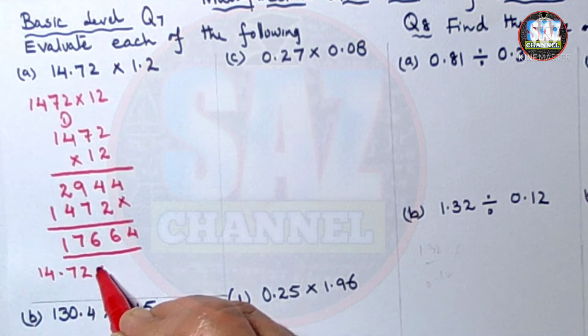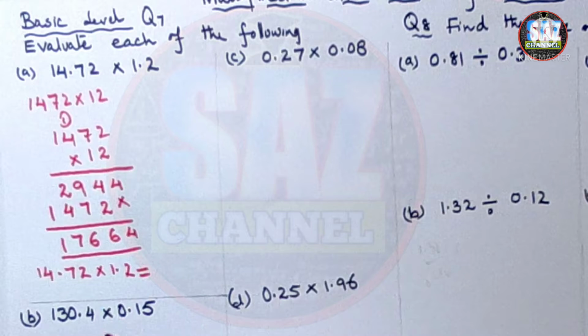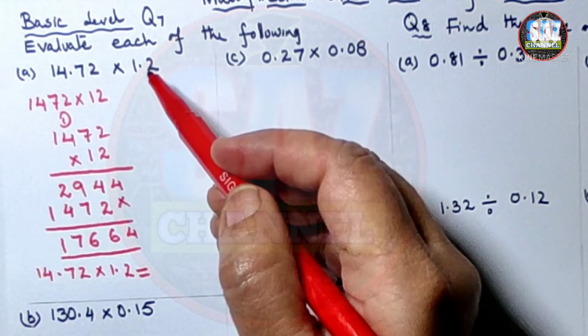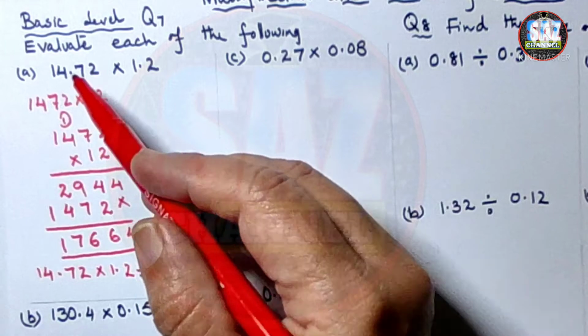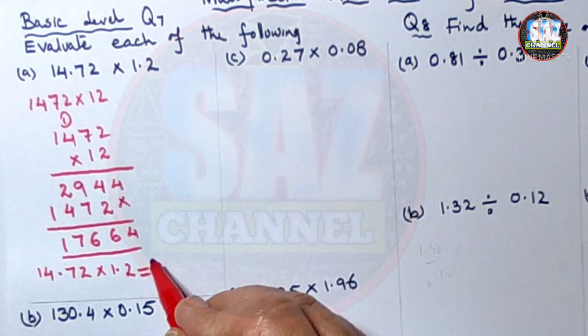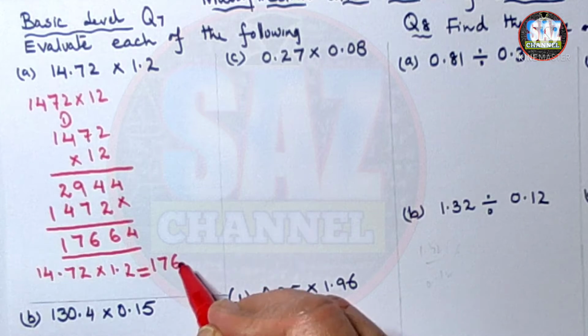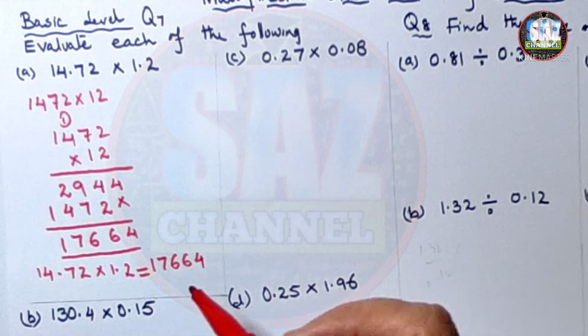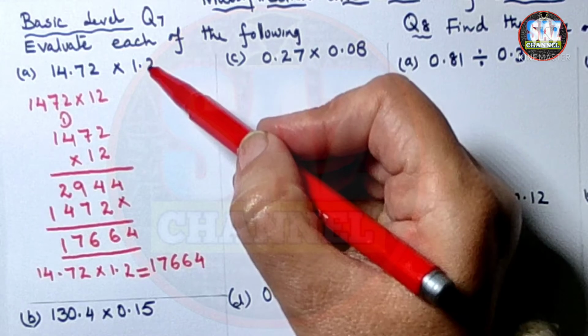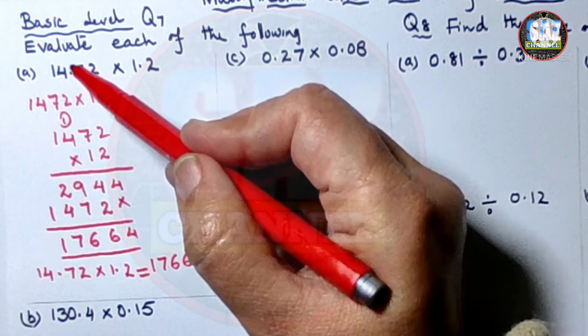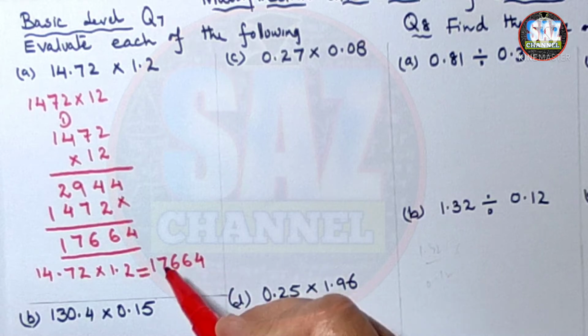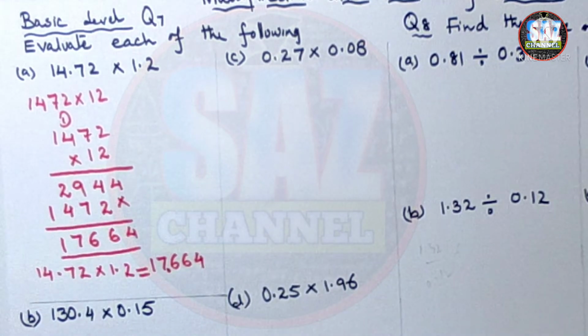that is 14.72 multiplied by 1.2. Now count. So count the decimal places in the question: 1, 2, and 3. So it means that I have to use this answer 17, 6, 6, and 4. And after how many digits I have to place the decimal, students? Look, 1, 2, and 3 decimal places, 1, 2, and 3. So the answer will be 17.664. I hope now these questions will be really easy for my O2 and O3 students as well, and they can easily secure 1 mark from this topic.